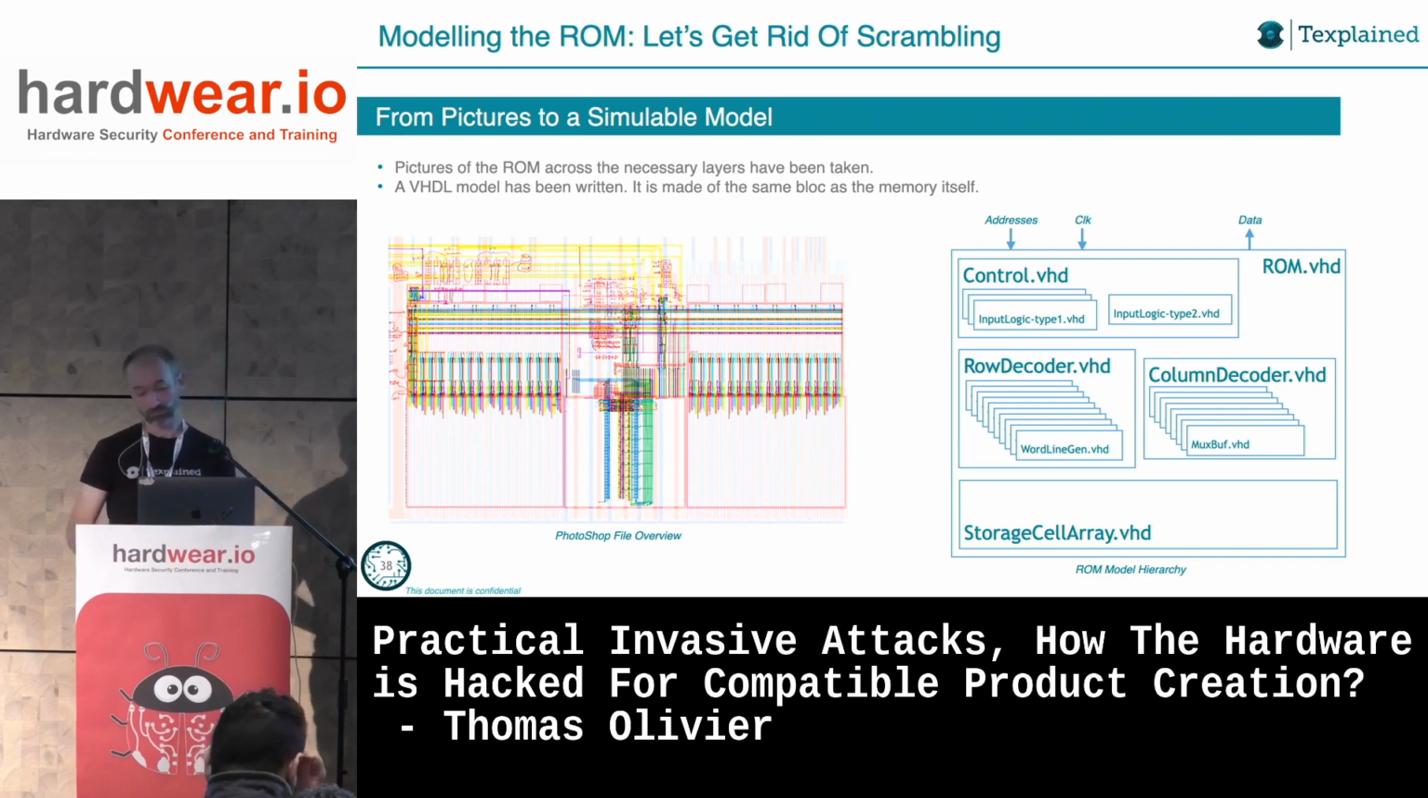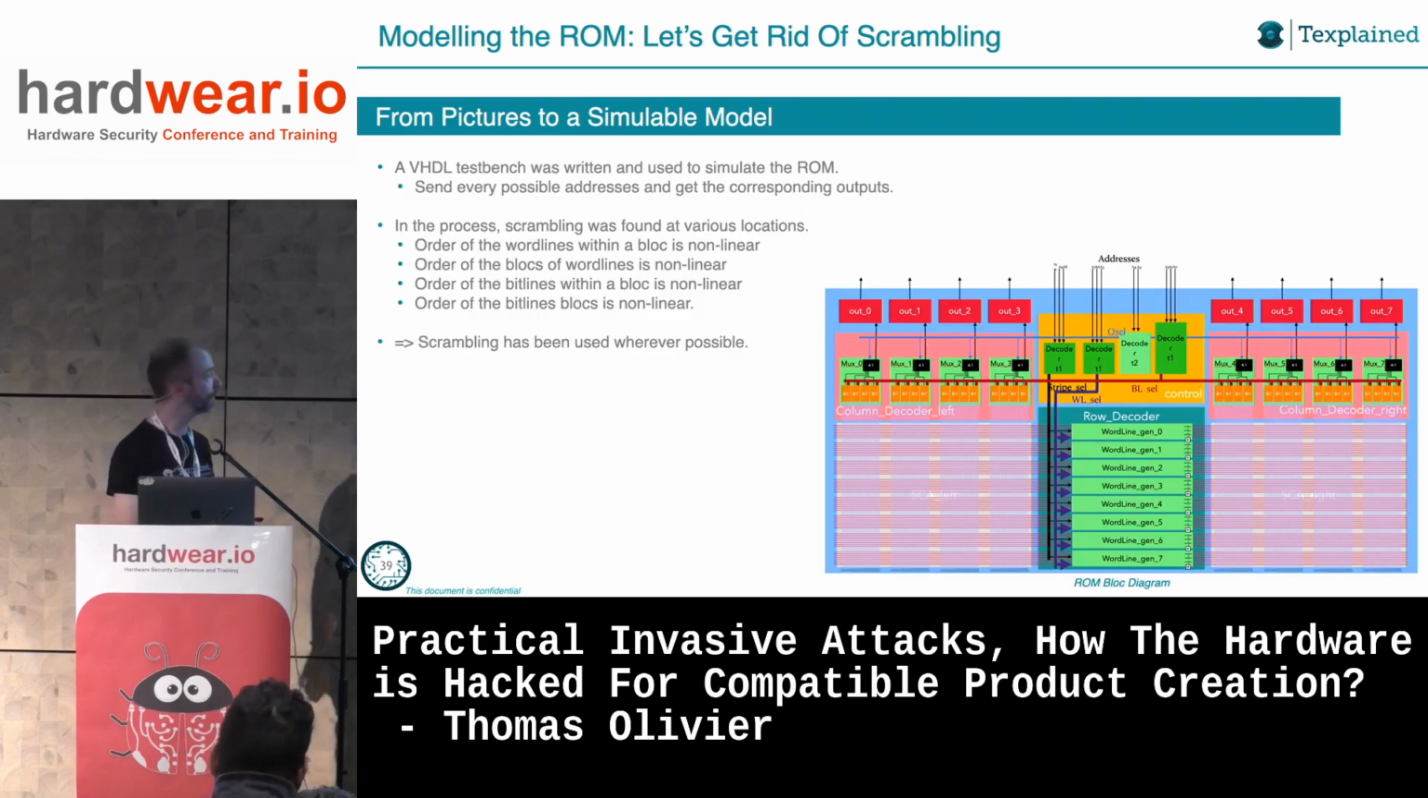The model looks like this. I mean, the ROM looks like this if you look closely. You have banks that generate word line signals, you have a multiplexer there, and the control logic is over there. And basically, what we found is that scrambling was everywhere.